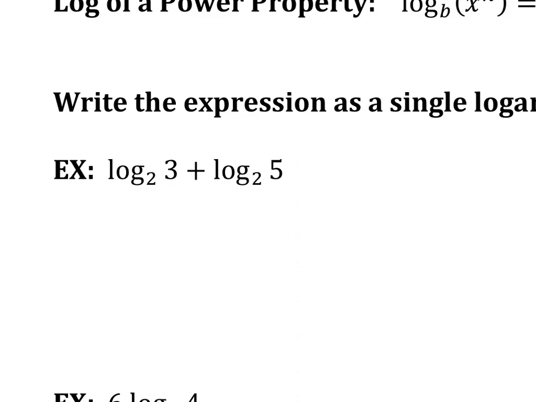So we would get log base 2 of, now I take a note, what are we doing to these log terms? We're adding those log terms. So what are we going to do to the arguments? We're going to multiply those arguments. So it becomes 3 times 5. Okay, and now we can simplify. 3 times 5 is 15. So we get log base 2 of 15. And there's our answer.